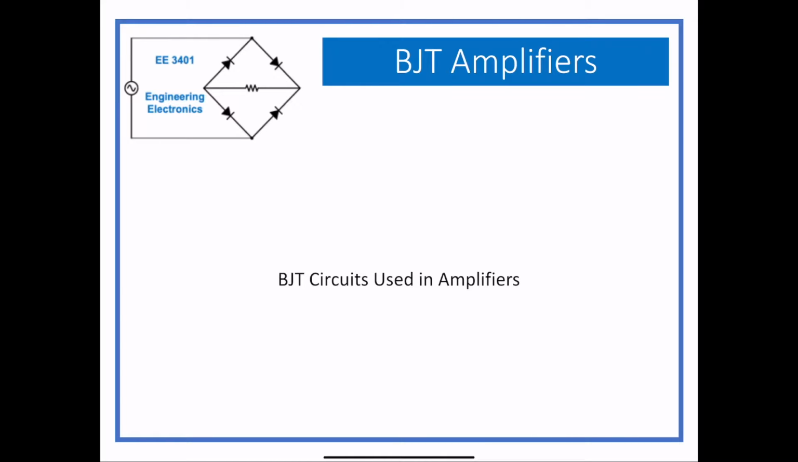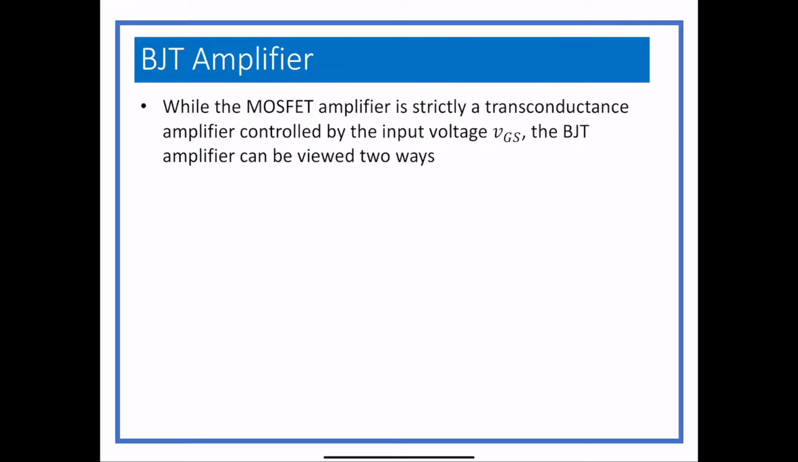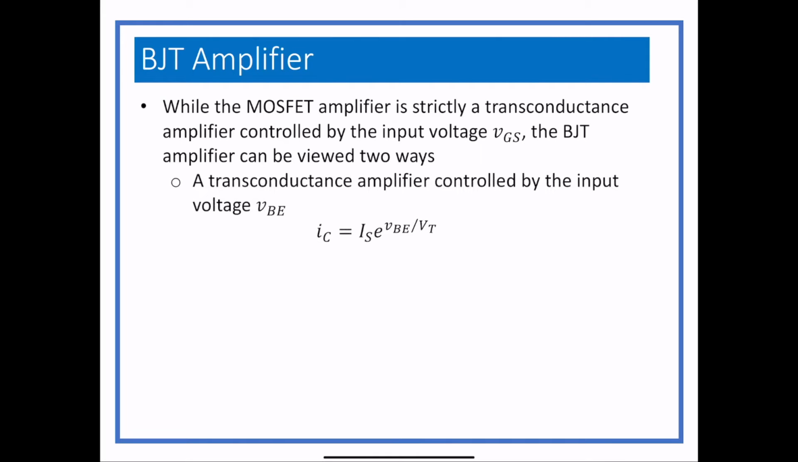BJT amplifiers are only slightly different from MOSFETs, partially because MOSFETs are considered always transconductance amplifiers. So that means there is a voltage, and the voltage controls what the output is, the input voltage of VGS. With a BJT, we can actually look at it two different ways depending. We can look at it as a transconductance amplifier also, where we look at the base emitter voltage, which is pretty much analogous to the gate source voltage in a MOSFET.